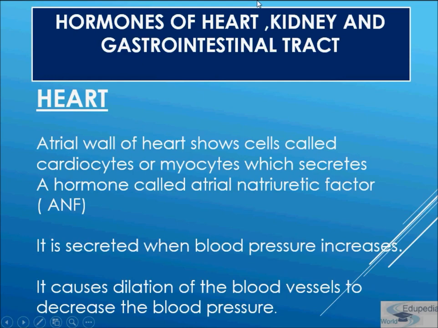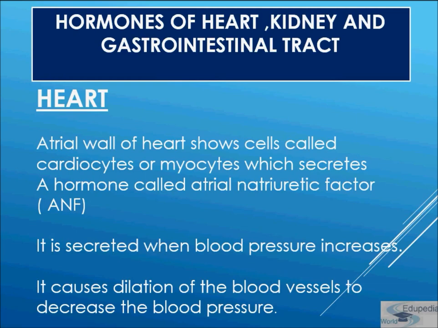Heart, I have taught you in my previous section of presentation in the circulation chapter. Heart has auricle and ventricle. Okay, so the atrial wall of heart shows cells called cardiocytes, also known as myocytes, which secrete a hormone known as atrial natriuretic factor. Okay, that is your ANF, and it is secreted when blood pressure of human beings increases.